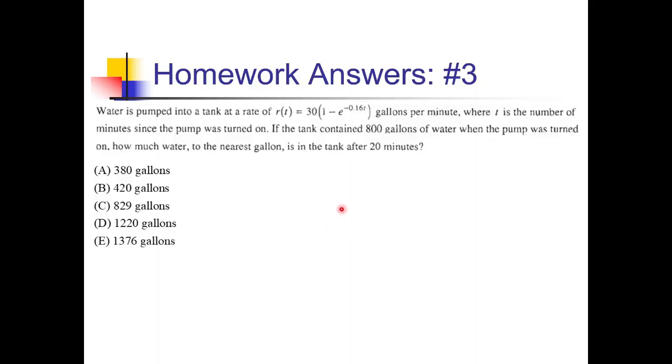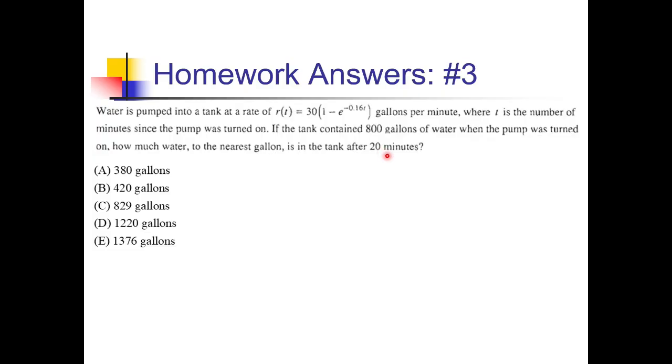For this problem, we have water being pumped into a tank at a rate given by this R of t function, and that's in gallons per minute, and t is the number of minutes since our pump was turned on. If the tank contained 800 gallons of water when the pump was turned on, how much water to the nearest gallon is in the tank after 20 minutes? So we're starting with 800 gallons at time 0, and we have the rate of change of gallons given here, and it's a positive rate, gallons are being pumped in. We want to know a new value of gallons after 20 minutes.